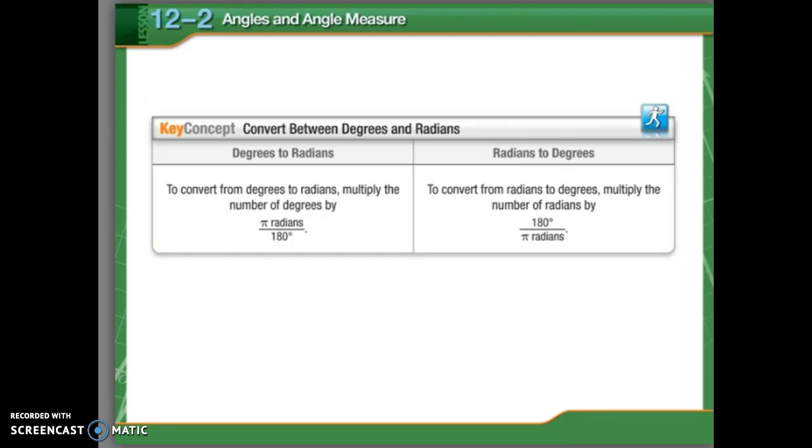Okay, now we've got another key concept for the lesson. This is the conversion factor for converting between degrees and radians. So if you have a degree measurement, for example, 90 degrees or 180 degrees, and you want to convert it to radians, what you need to do is multiply by pi divided by 180. If you instead have radians and you want to convert back to degrees, you just do the reciprocal, 180 divided by pi. This is a really important thing that's going to show up a lot, so make sure you write this down in your notes.